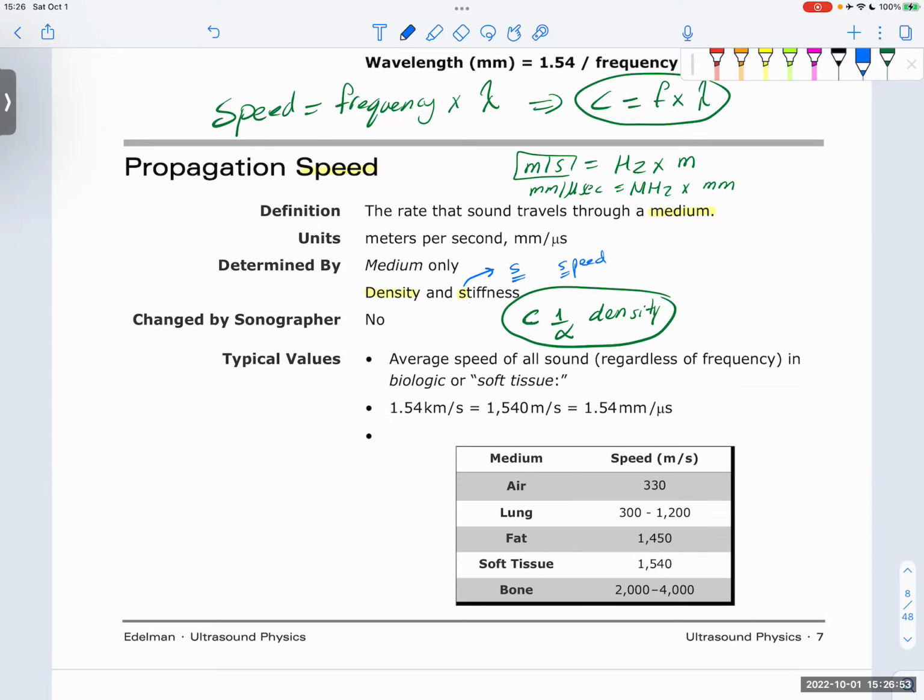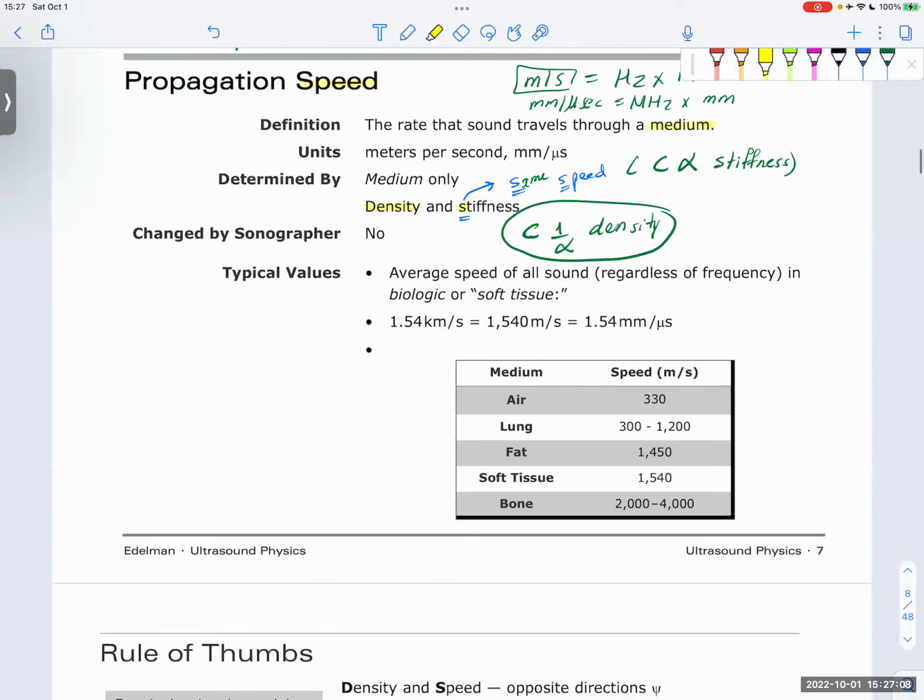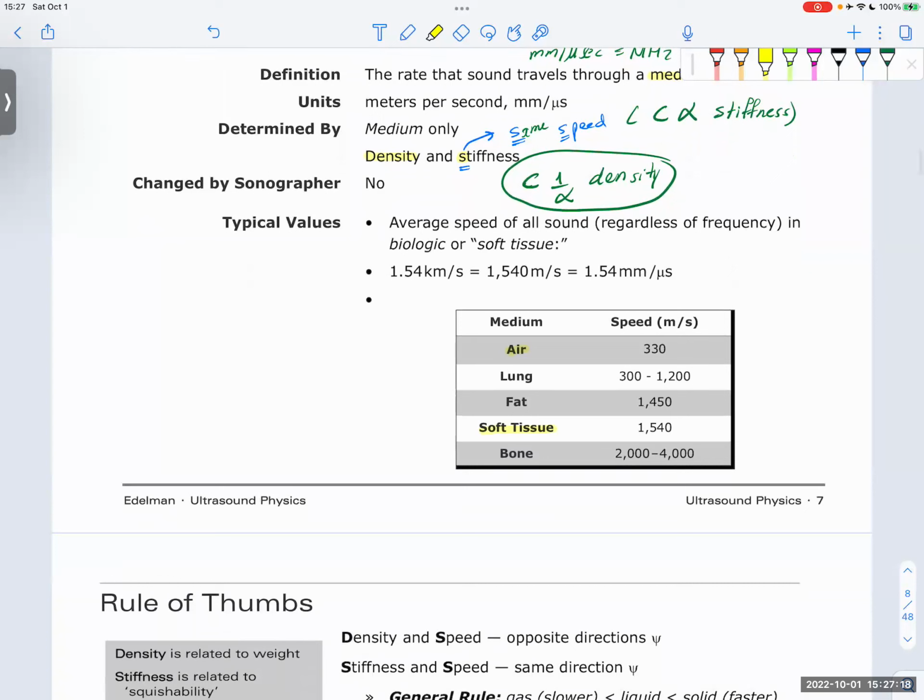So you can think about S as the same as speed, meaning that speed is directly related to stiffness. That applies here: air, for instance, is much less stiff than soft tissue, and that's why the propagation speed of the air is much lower. For exam purposes, all of us have to remember the speed of soft tissue, blood, body tissue.